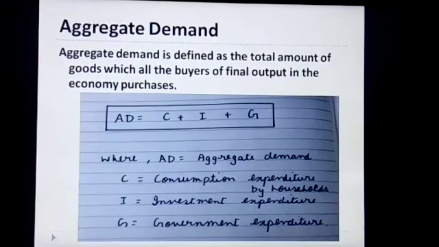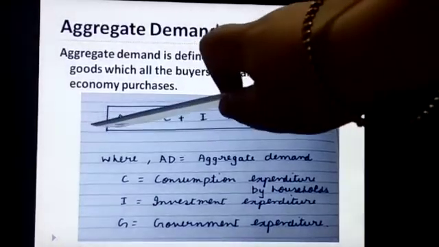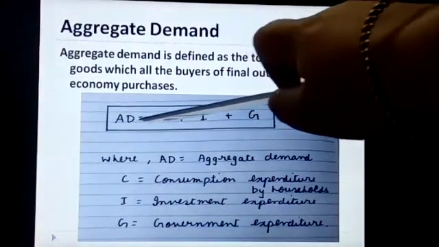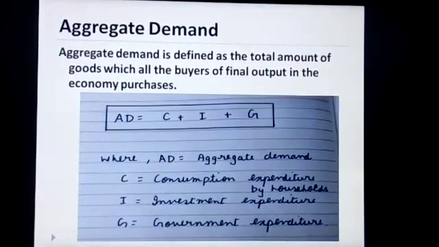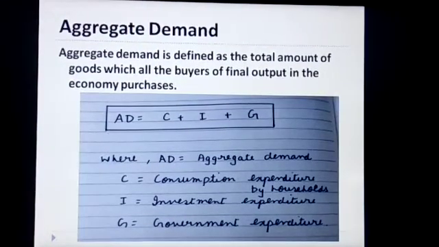Aggregate demand. The word aggregate means total. So aggregate demand is the total amount of goods or services which all the buyers in the economy are demanding or want to purchase. Aggregate demand is also equal to three components. Okay, you can see here AD, aggregate demand. AD is equal to C plus I plus G. C stands for consumption expenditure by households, I stands for investment expenditure done in India, and G stands for government expenditure.